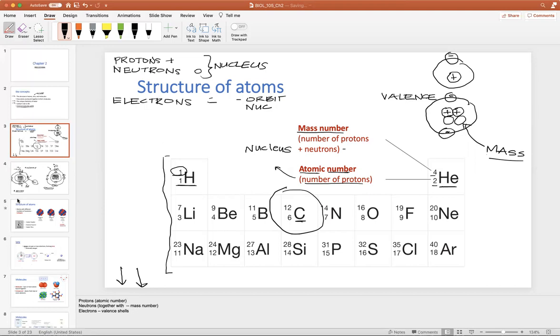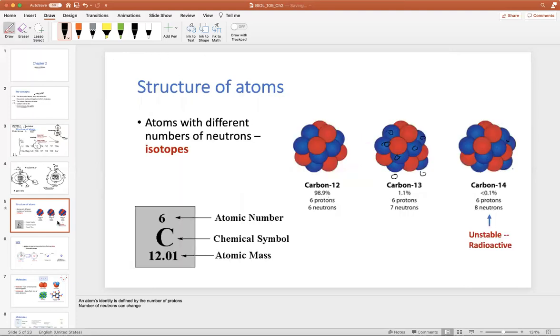All right? Now, let's take a look at isotopes because I want to demonstrate something about protons. All right, so what is an isotope? An atom with a different number of neutrons is called an isotope. Let me show you what I mean.